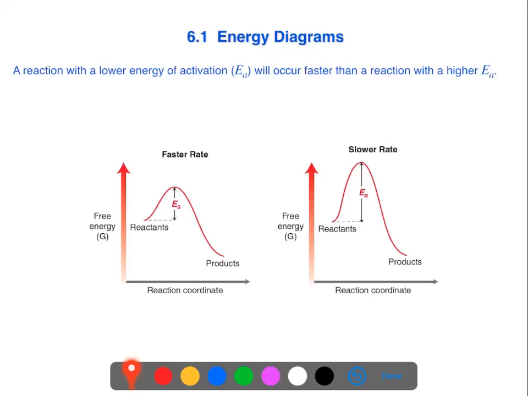And so if there's a small barrier to product formation, more of those collisions are going to be successful. So a larger fraction of collisions will be successful. Whereas if there's a higher barrier associated with the activation energy, a larger activation energy, then a smaller fraction of those collisions and the kinetic energy associated with the molecules will be successful.